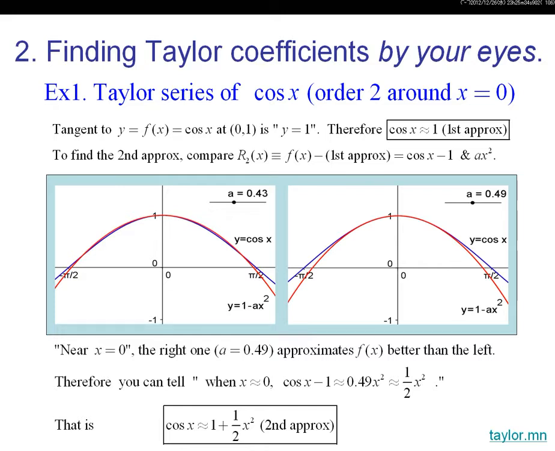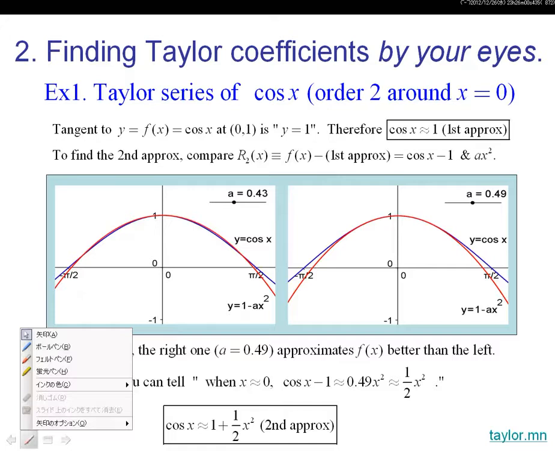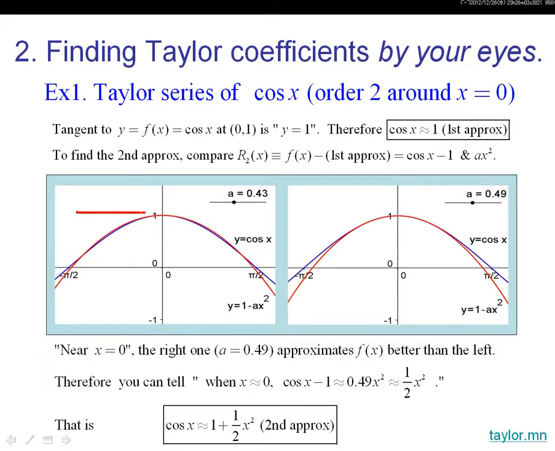Second chapter, the main chapter: finding Taylor coefficients by your eyes. First example, Taylor series of cosine x of order 2 around x equals 0. First, you have to find the tangent line, the first approximation, a linear approximation near x equals 0. The tangent line to y equals f(x) is y equals 1. So the first approximation of cosine x is 1. This means 0x plus 1.